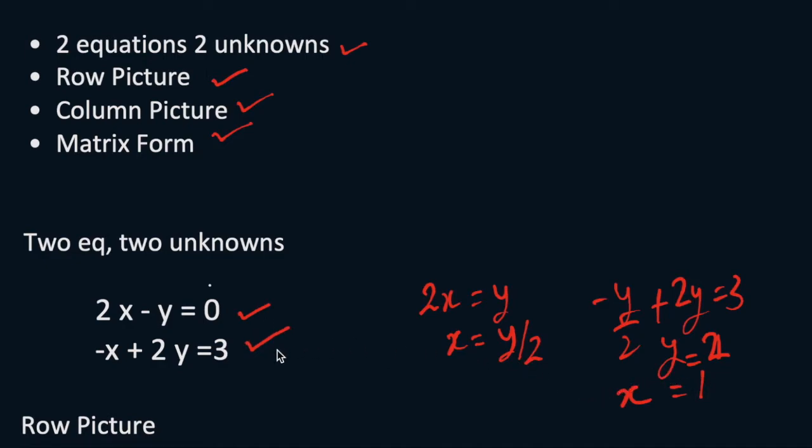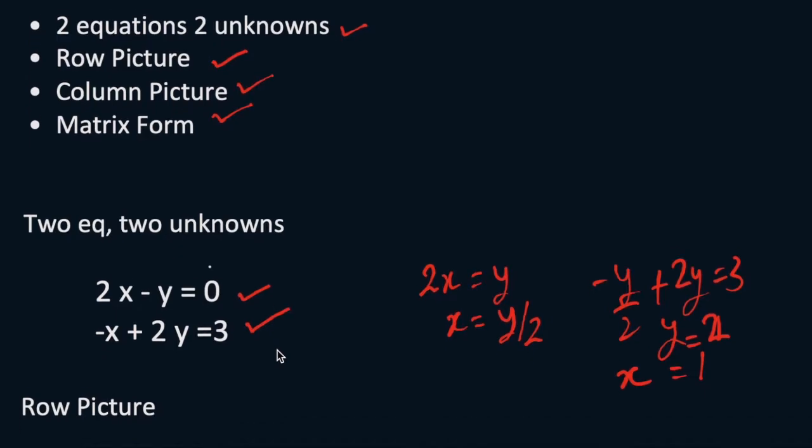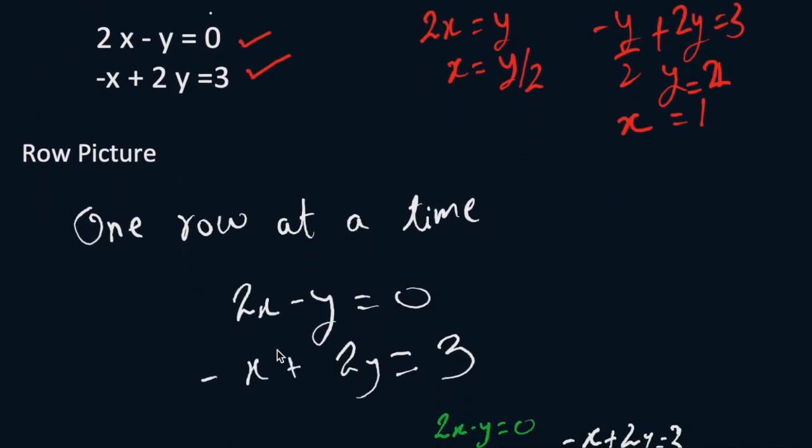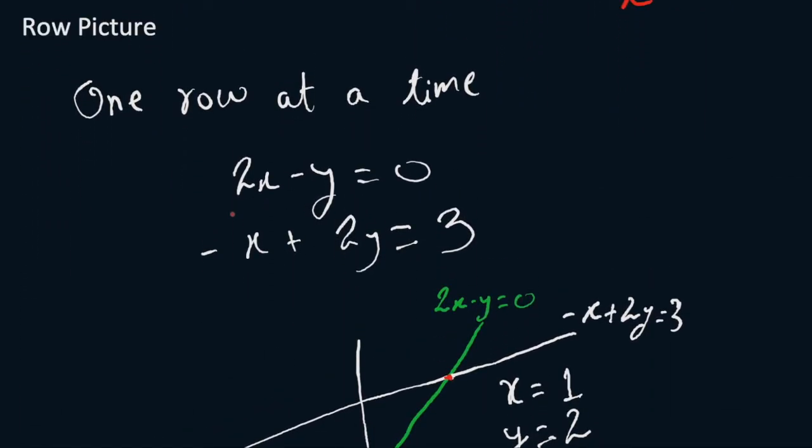But we will be seeing the row picture, column picture and the matrix form, as these are the basics of linear algebra. First we will look at the row picture. What we will be doing is plotting these two equations in an xy plane, and the point at which they intersect will be our answer.